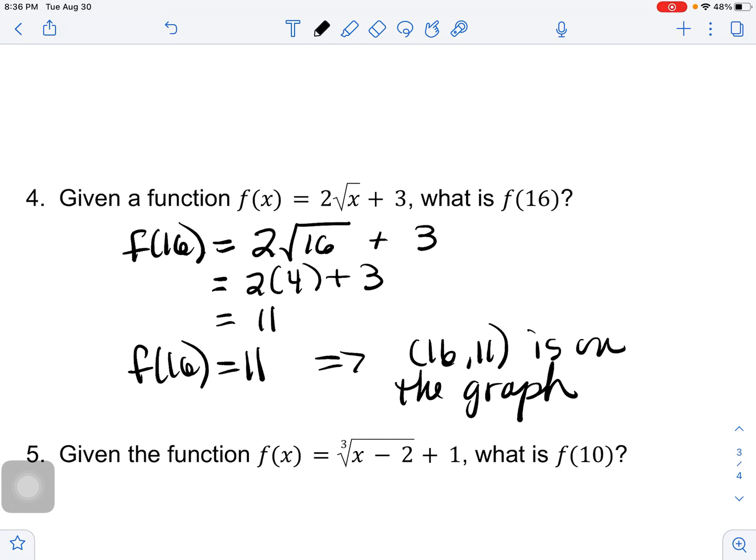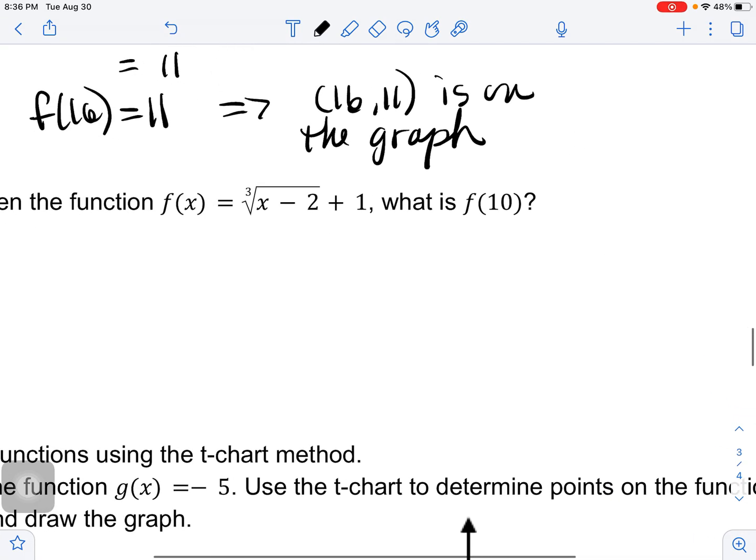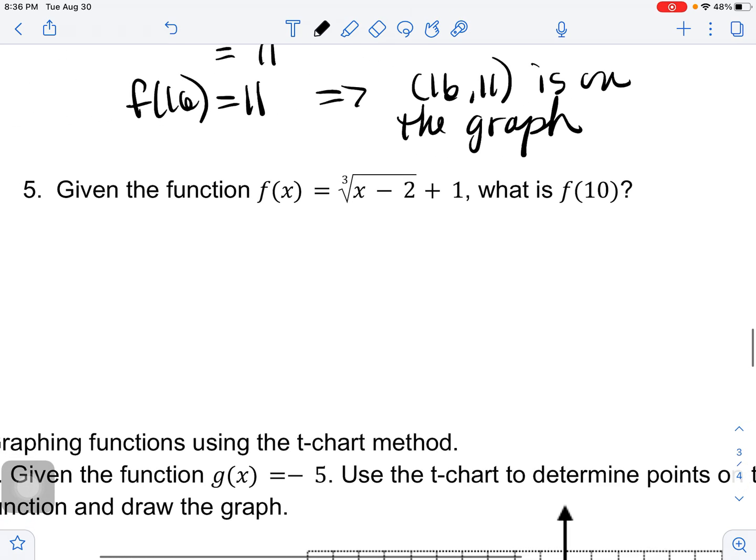And so if you wanted to build a graph of this function, you could continue to place inputs in, get some outputs, collect some ordered pairs, and then draw what it looks like. Number 5, this is the cube root function. You see there's a little 3 tucked into that square root symbol. That means it's not a square root anymore. It's a cube root. All right, so let's evaluate f of 10.